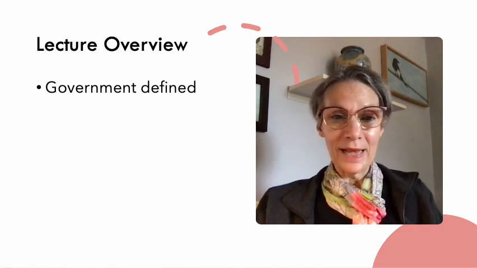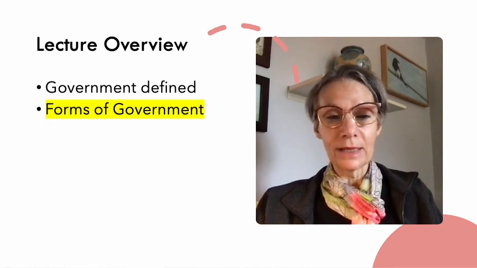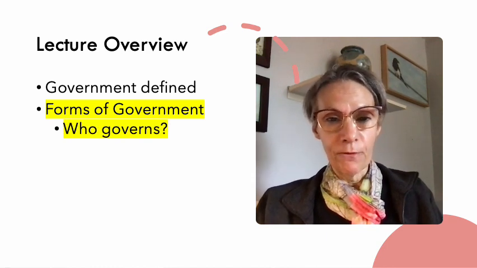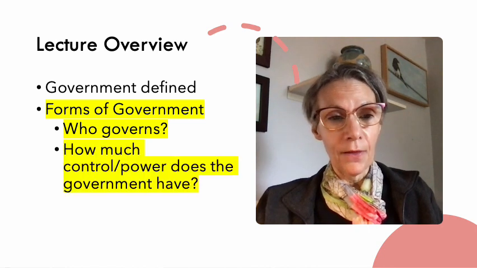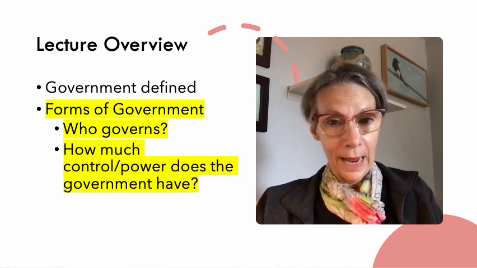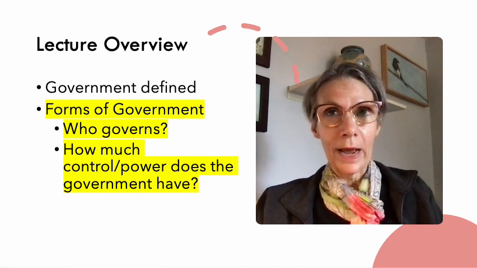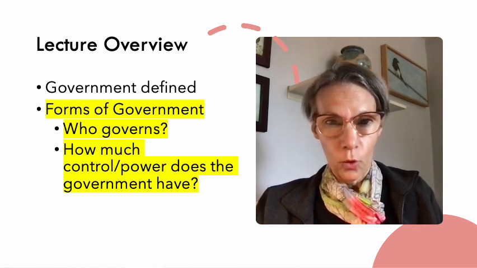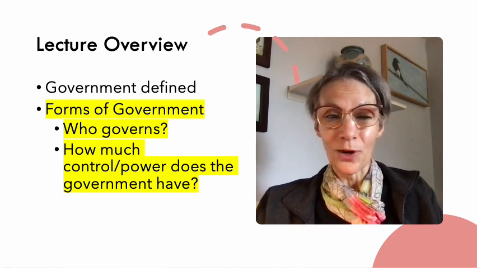All right, so we have the basic definition of government down. Now let's take a look at the different types or forms of government. And so, as I noted before, one way we have an idea of what type of government it is, is by finding out who's doing the governing. The other way that we talk about types of governments and put governments into certain categories is by asking the question, how much control or power does the government have over its people? So let's turn our sights to that.